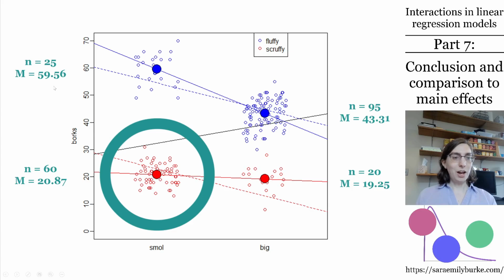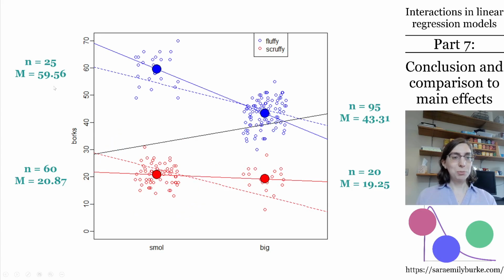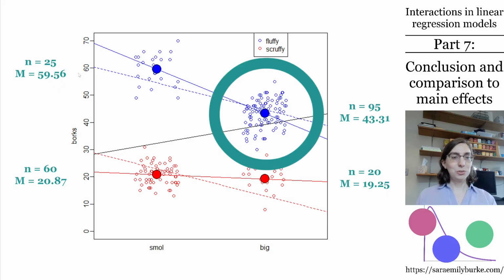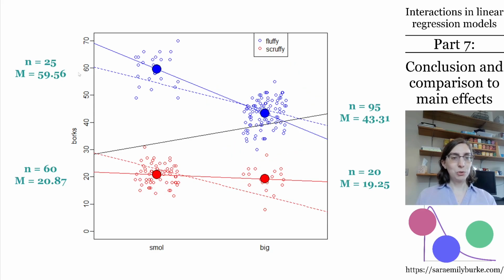This red dot represents a mean of 20.87, the actual mean of the small fluffy dogs. And this blue dot here is 43.31, the actual mean of the big fluffy dogs, and so forth. The interaction model is the one that connects the dots of the means of all the clusters. The slope of size in the fluffy condition is steep, negative 16, like we saw in the previous slide, and the slope of size in the scruffy condition is relatively shallow.